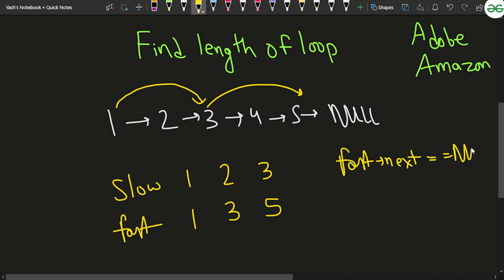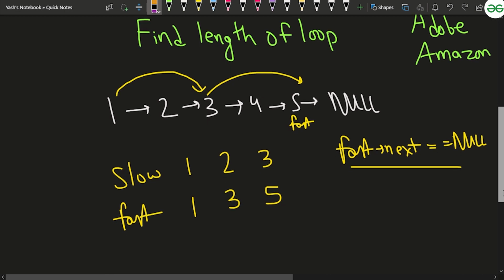If fast next is equal to null, in that case you can simply return 0, because that means that fast has reached the end, because fast is currently standing here. And if fast next is equal to null, that means that this linked list does not have a loop, right? So in that case you can simply return a 0. So this will be the case.